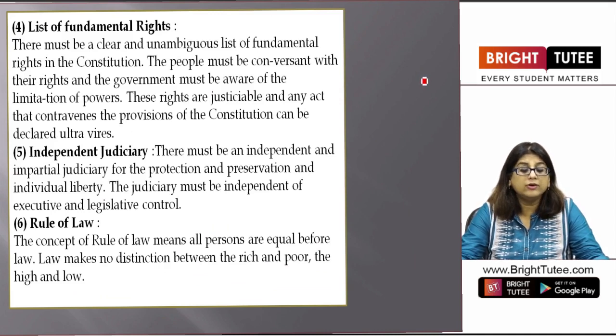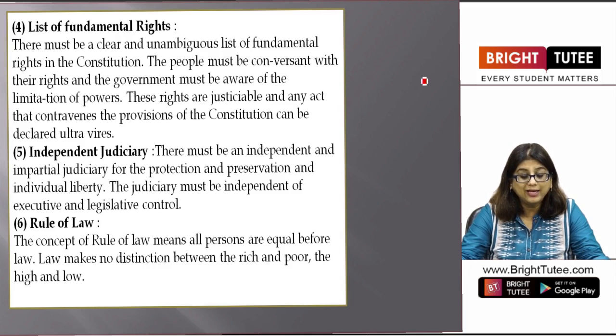The list of fundamental rights, as I have already cleared, an unambiguous list of fundamental rights in the constitution is already given, and the people must be conversant with their rights and the government must be aware of the limitation of powers. These rights are justiciable, and any act that contravenes the provision of the constitution can be declared ultra vires.